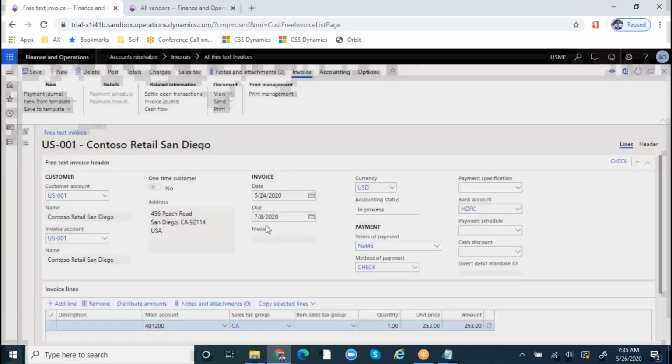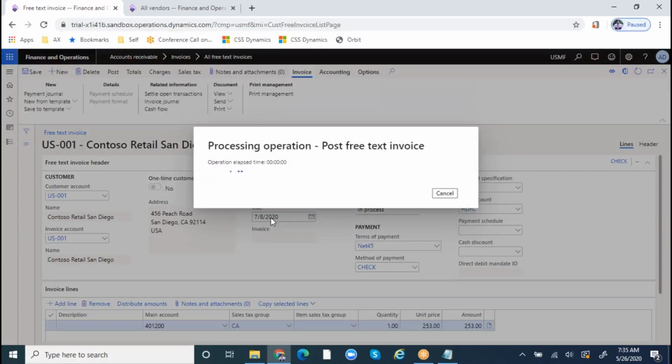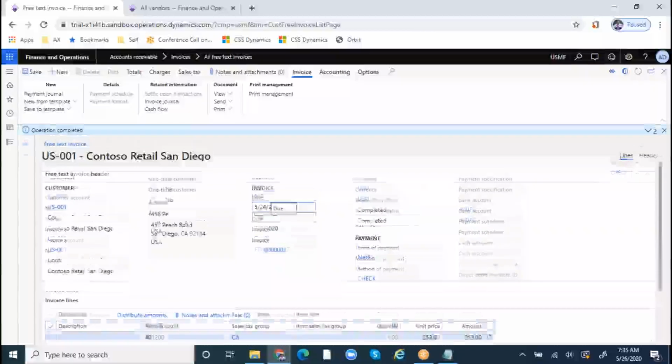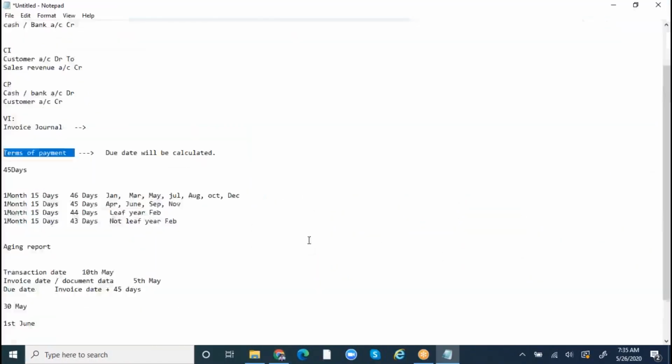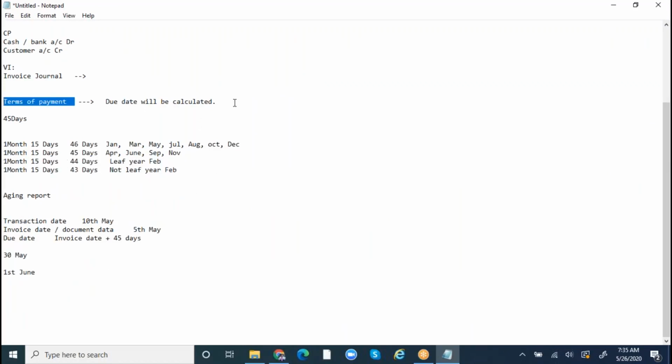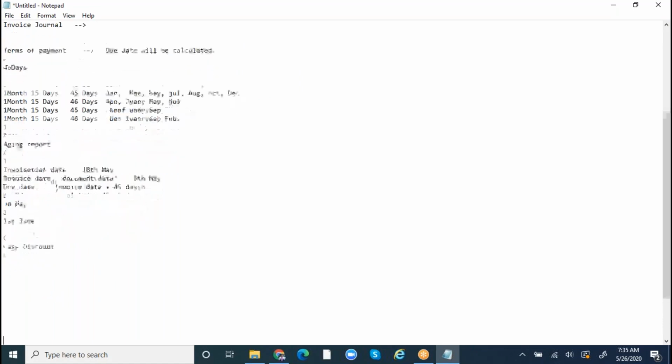So customer will not pay up to 8th July. Sure, customer will not pay because we have terms of payment between me and my customer. So up to 8th of July, customer will not pay money. Now what I will do, there is one more function, cash discount. One more I am introducing, cash discount. What does this cash discount mean?